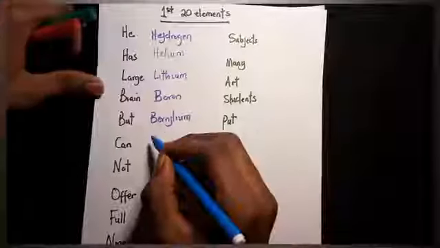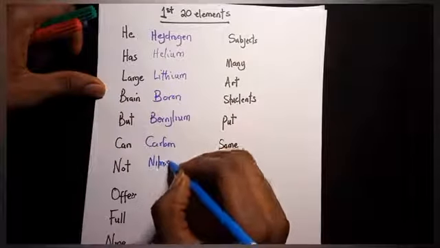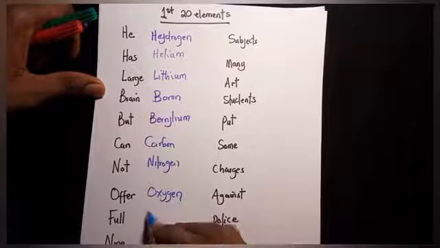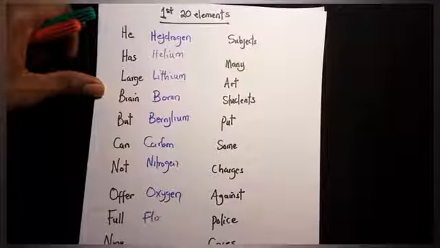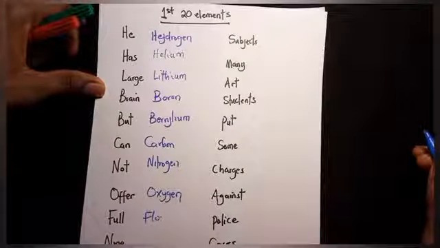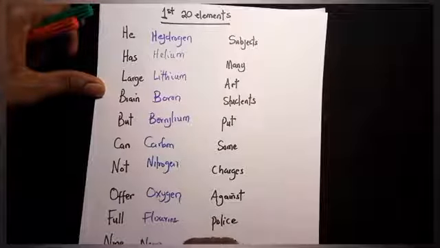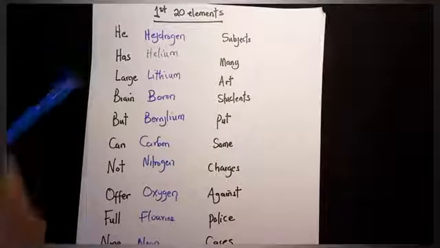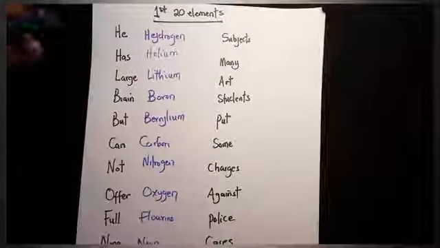The next one is carbon. And after carbon immediately comes what? Nitrogen. And after nitrogen comes what? Oxygen. And after oxygen, of course, fluorine. And immediately after oxygen in the periodic table, the next element is fluorine. After that is neon. You understand? So now he has large brain but cannot offer full nine subjects becomes hydrogen, helium, lithium, boron, beryllium, carbon, nitrogen, oxygen, fluorine, and neon.